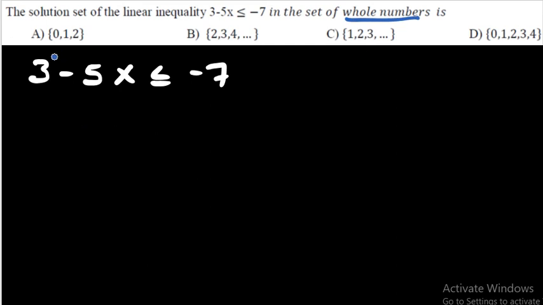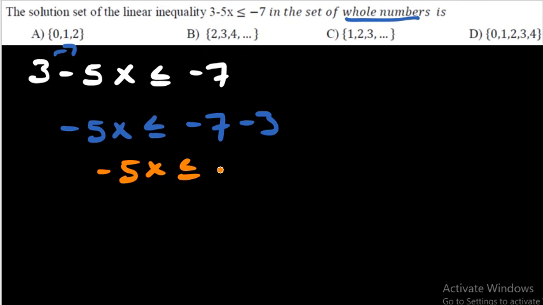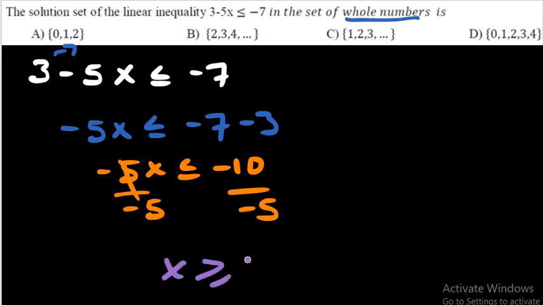The next question, the solution set of the linear inequality given: 3 minus 5x is less than or equal to negative 7, for the set of whole numbers. Don't forget the domain is the set of whole numbers. So what to do? First of all, shift the 3 to the other side. Negative 5x is less than or equal to negative 7 minus 3, so negative 5x is less than or equal to negative 10. Then divide by negative 5 on both sides. When you divide by a negative, the inequality sign changes. So x will be greater than or equal to 2.